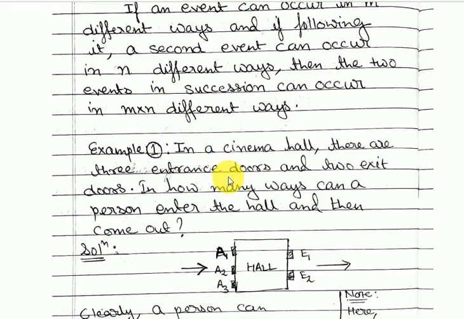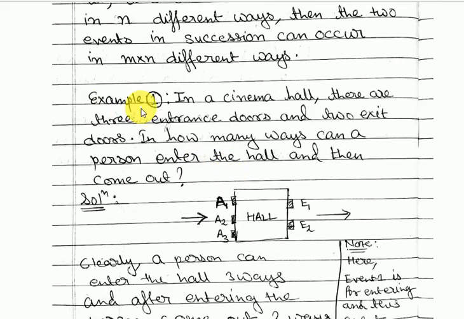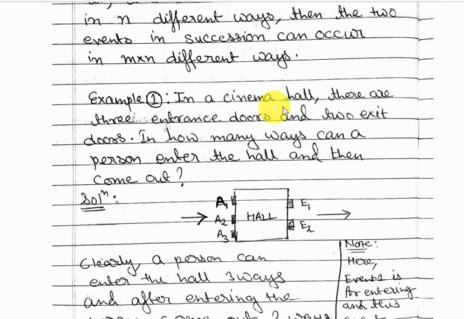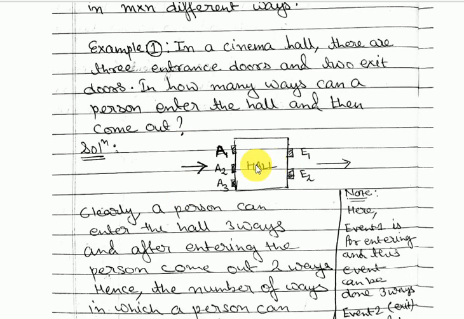One more example I have taken over here. So here example 1 is based on this same multiplication principle. The question says, in a cinema hall there are 3 entrance doors and 2 exit doors. In how many ways can a person enter the hall and then come out? So there is a hall, one can enter 3 ways. And there are 2 ways to come out of the hall.